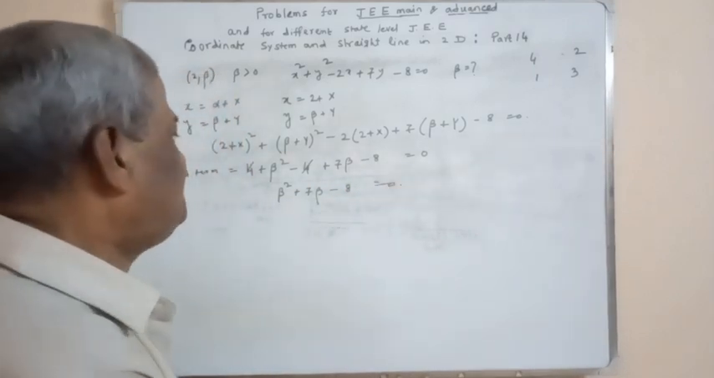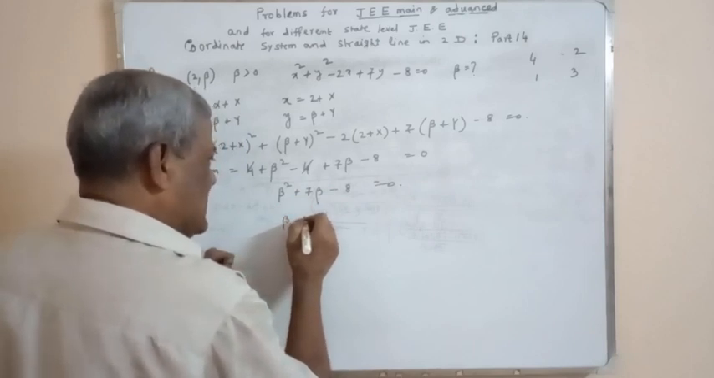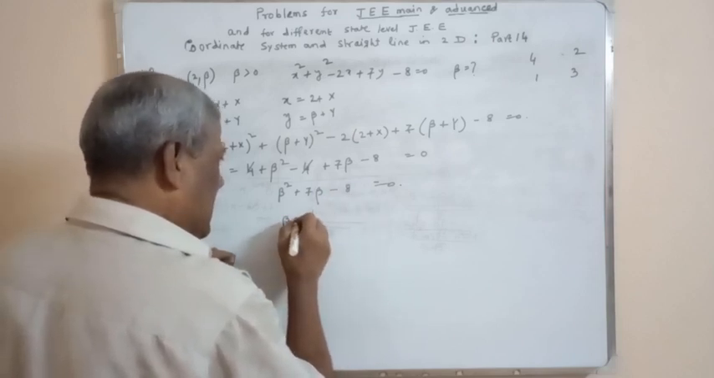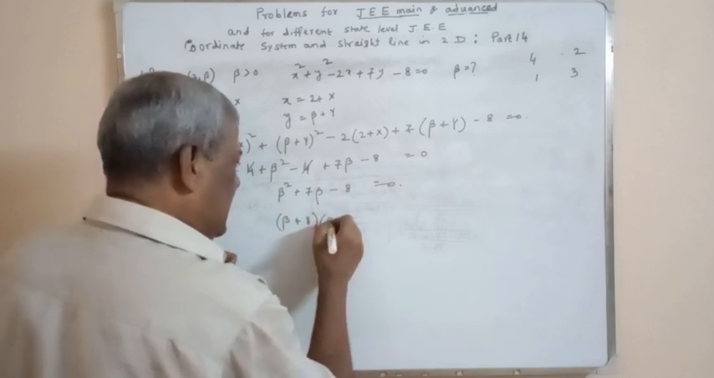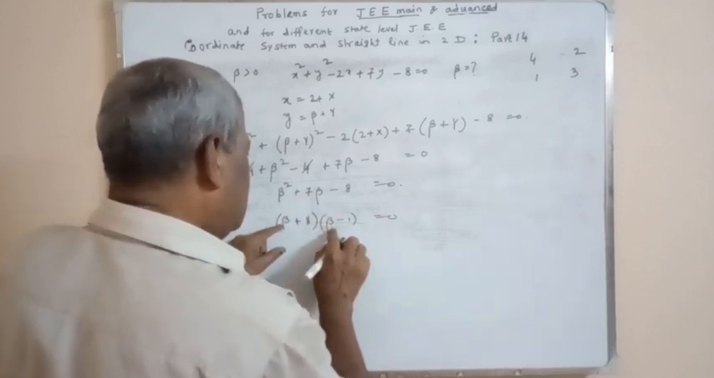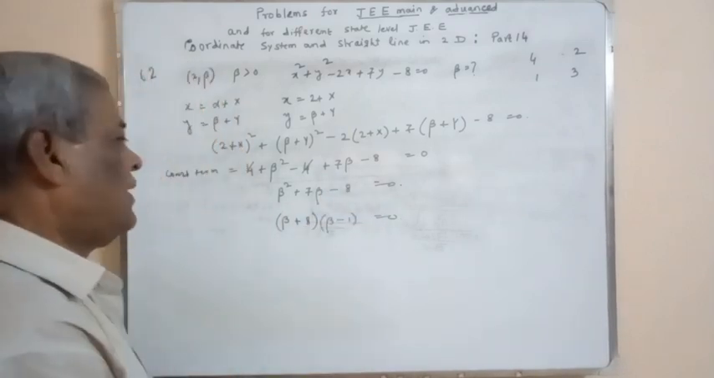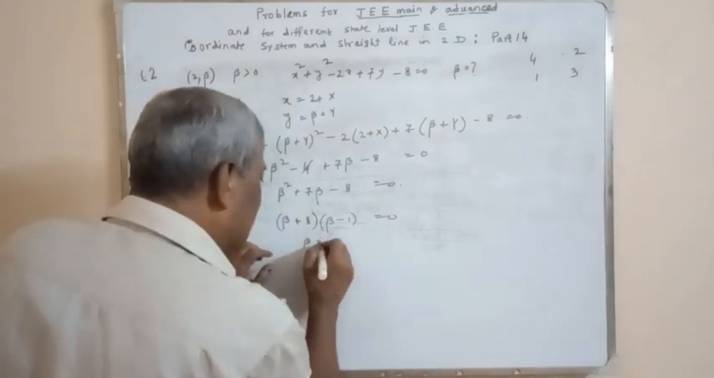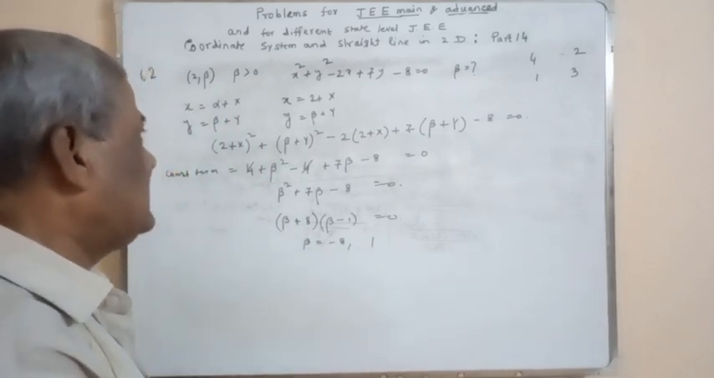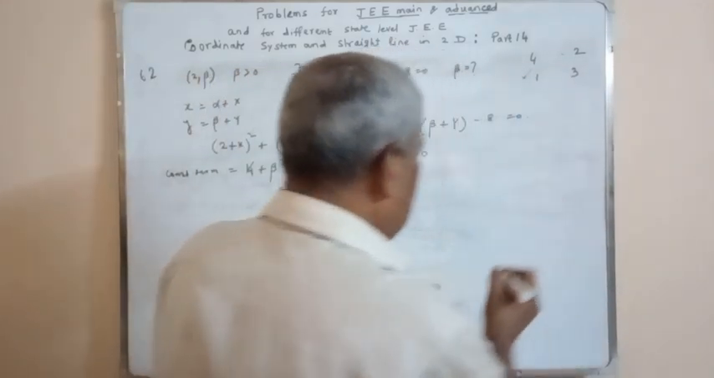So we can solve for beta. Beta square, then 8 beta, minus beta, minus 8. This is beta plus 8 into beta minus 1 is equal to 0. So either beta is equal to minus 8 or 1, but the given information is that beta is positive. So we have to take 1. So option C is correct here.